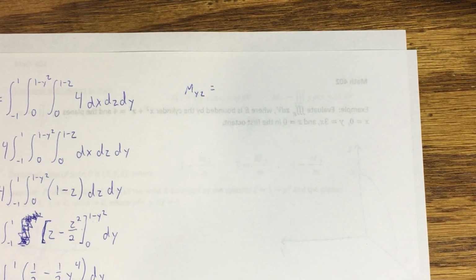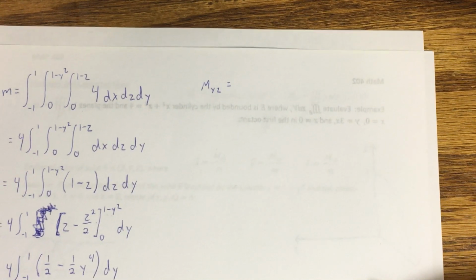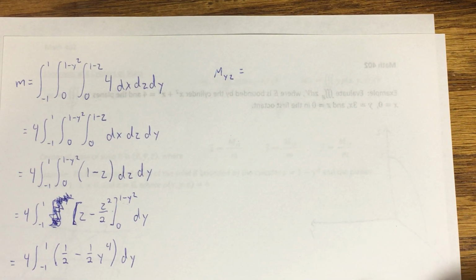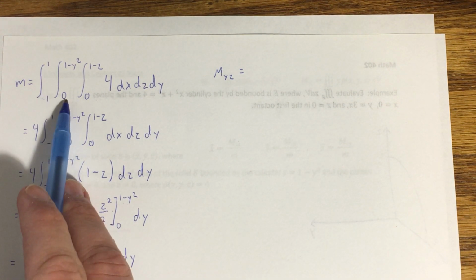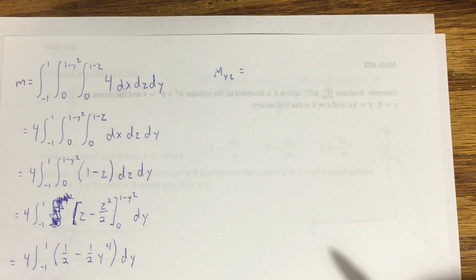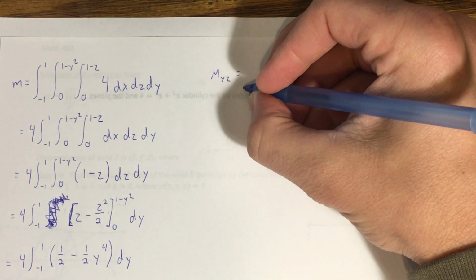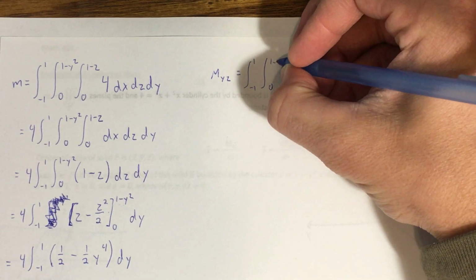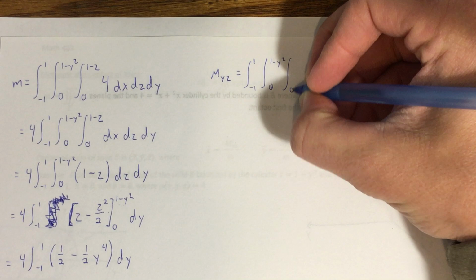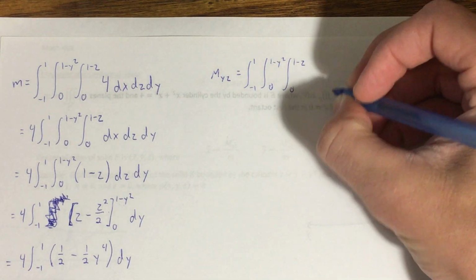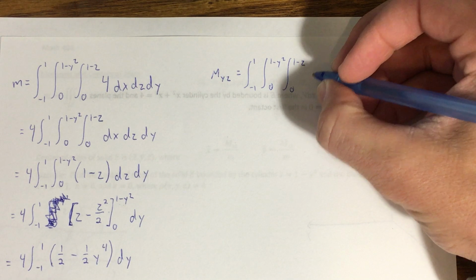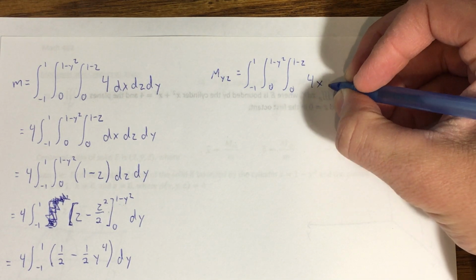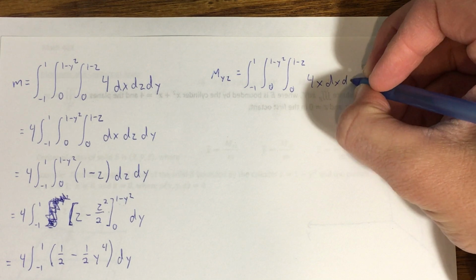This is defined to be the triple integral over E of x times our density function, which is just 4. Notice that because we're integrating over the same solid that we did over here, the limits on the triple integral are going to look essentially identical. So it's still going to be the integral from -1 to 1, 0 to 1 minus y squared, and 0 to 1 minus z. It's just that the function that we're integrating looks like not 4, but 4x dx dz dy.